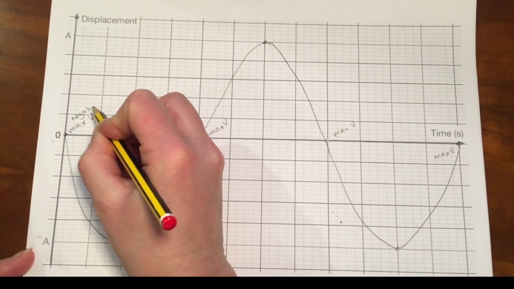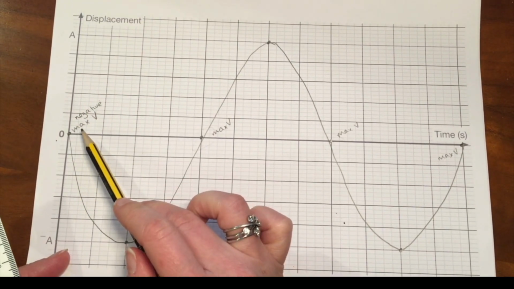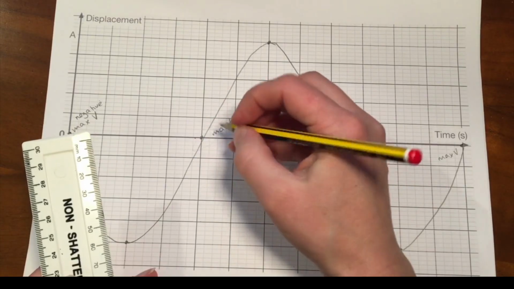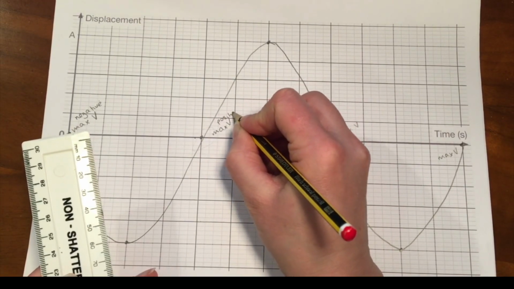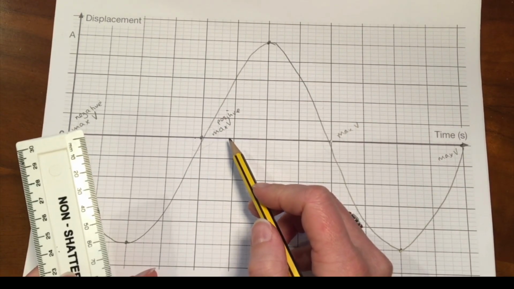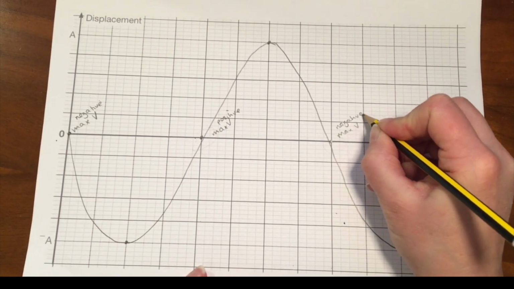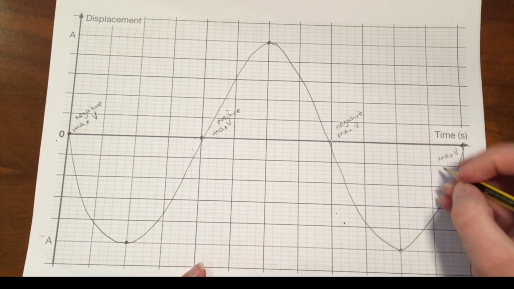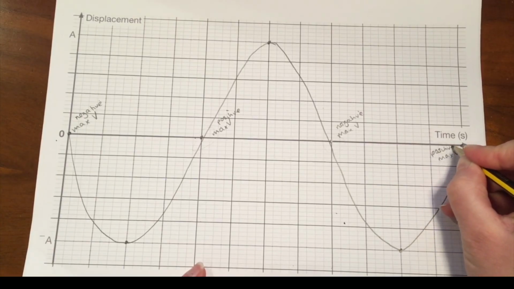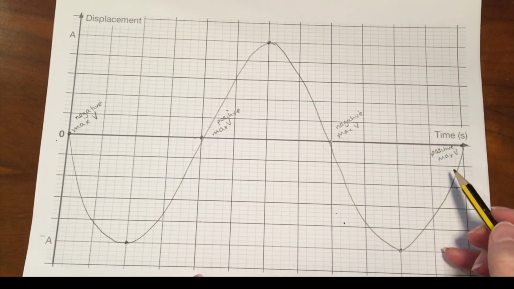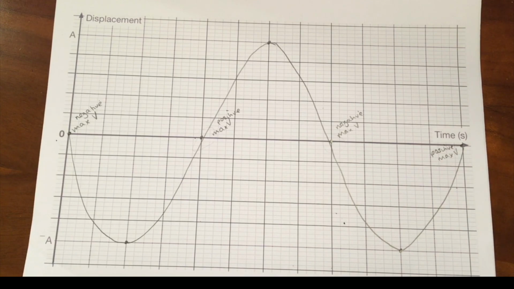Negative. So it must have a negative maximum velocity at that point. This is a positive slope, so that's a positive maximum velocity at this point. This is a negative slope, so it's a negative maximum velocity at this point. And this is a positive slope, so it's a positive maximum velocity at this point. Let's look at other points in the graph.